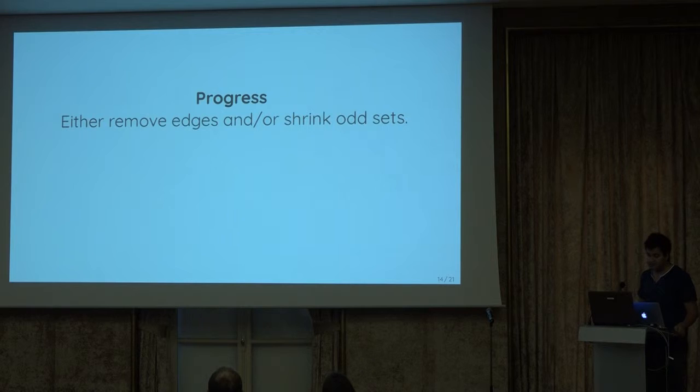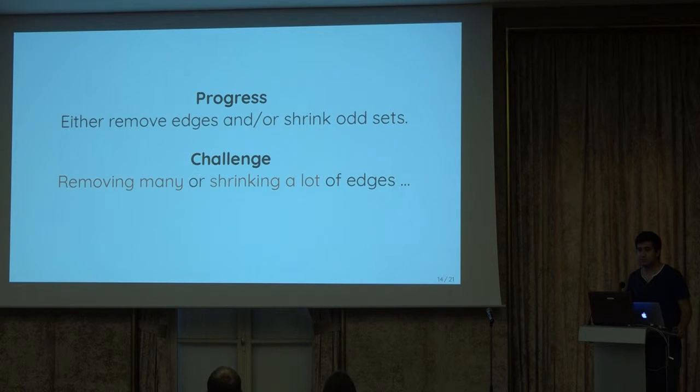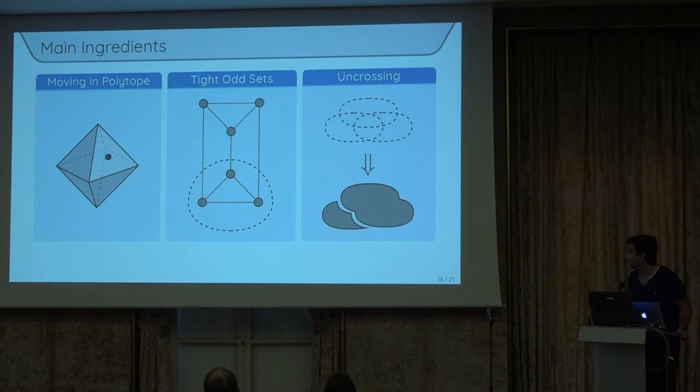So basically, if you do the same cycle trick, now you either lose an edge from your cycle or you find a tight set, which you can shrink. So in either case, you can reduce the size of your graph. But again, the challenge is to do this in parallel: to remove either a lot of edges at the same time or shrink the size of the graph by a lot. Okay?